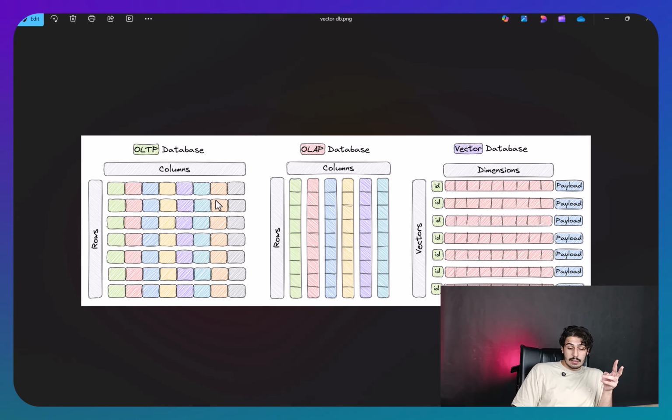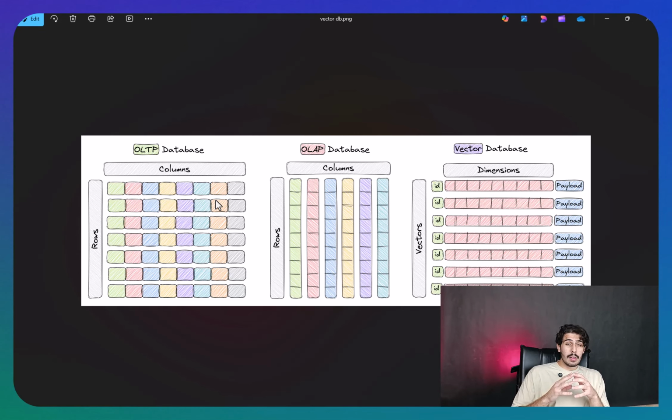The other database type is OLAP, Online Analytical Processing. They're not good for transactions. They're not good for updating data. They're very good for analyzing data. They have fast performance in analyzing. What are the examples? Well, Amazon Redshift and Google BigQuery are two popular options when talking about OLAP databases.